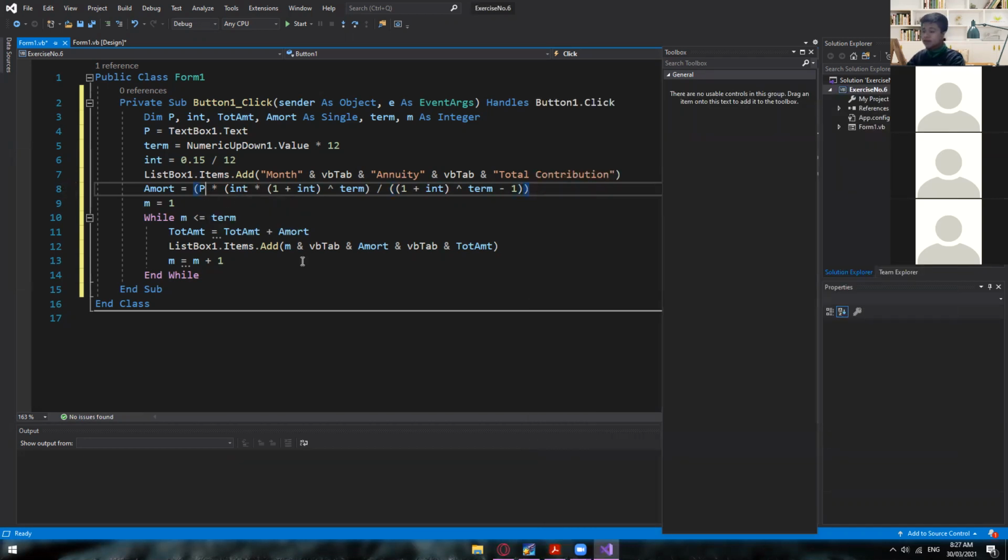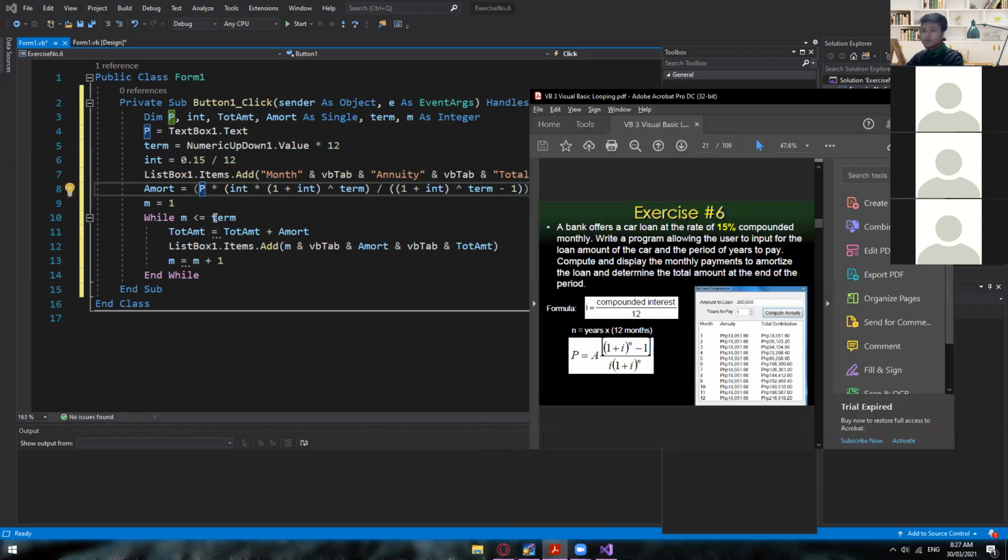Okay, so P right here is the A, and then 1 right here is the 1 right here. Why do we have double interest? Okay, let me just check this one. Interest raised to term, 1 plus interest.